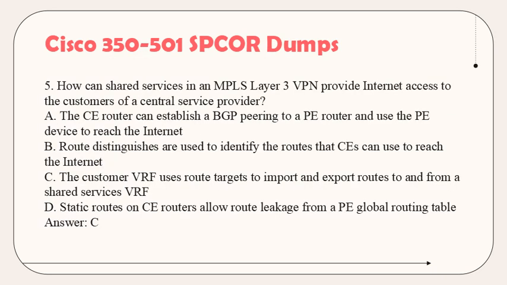5. How can shared services in an MPLS Layer 3 VPN provide Internet access to the customers of a central service provider? A. The CE router can establish a BGP peering to a PE router and use the PE device to reach the Internet. B. Route distinguishers are used to identify the routes that CEs can use to reach the Internet. C. The customer VRF uses route targets to import and export routes to and from a shared services VRF. D. Static routes on CE routers allow route leakage from a PE global routing table. Answer: C.